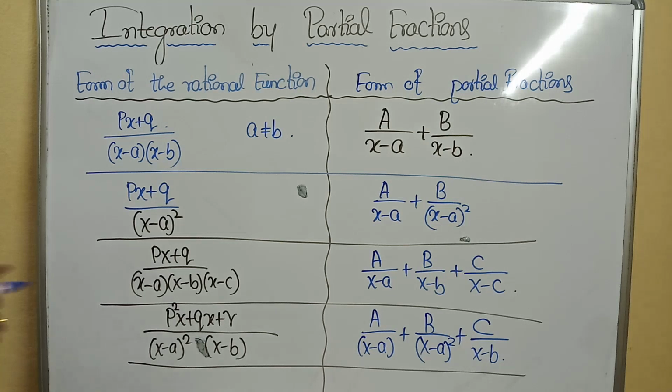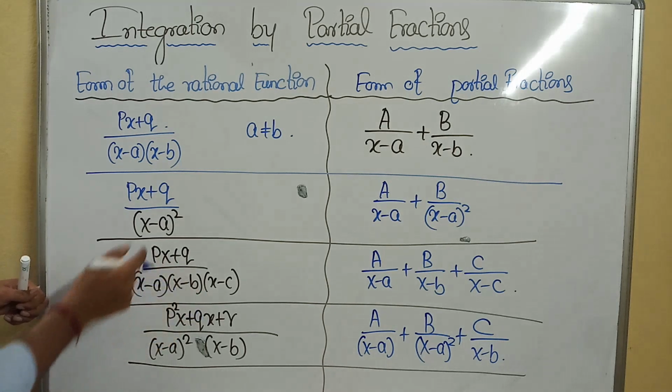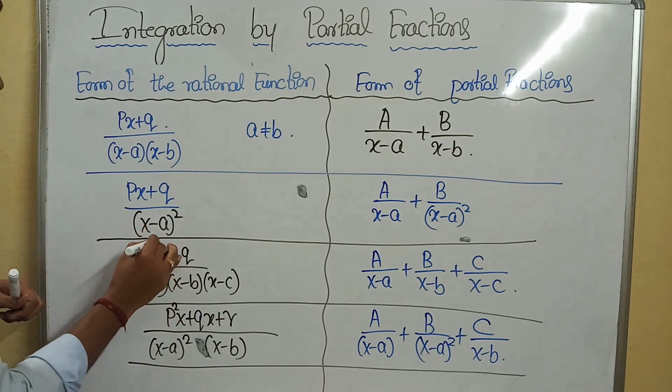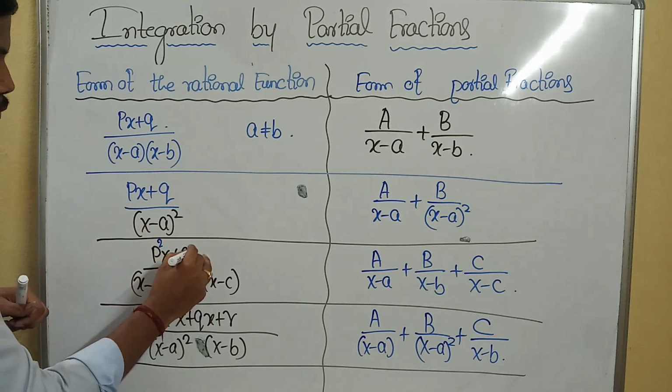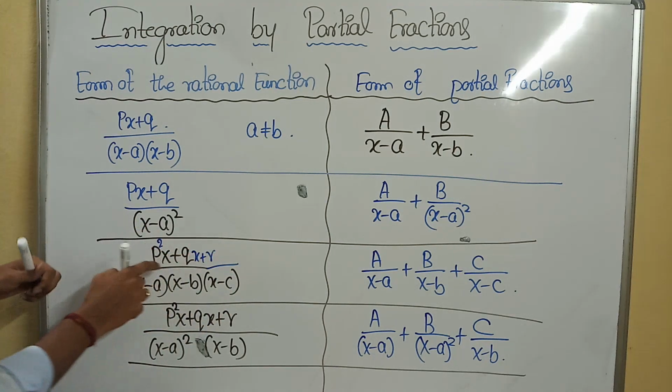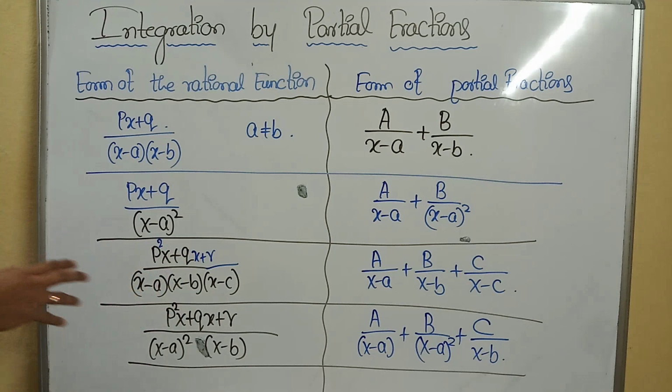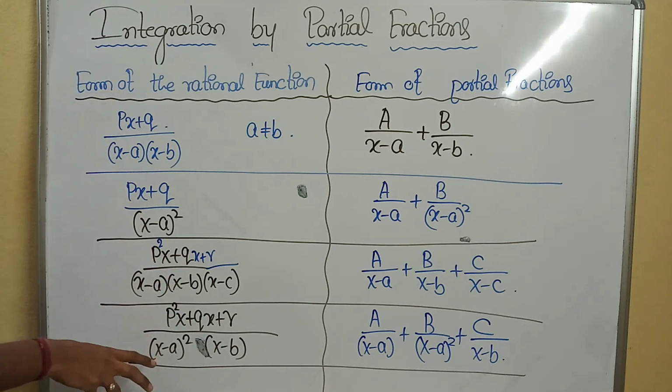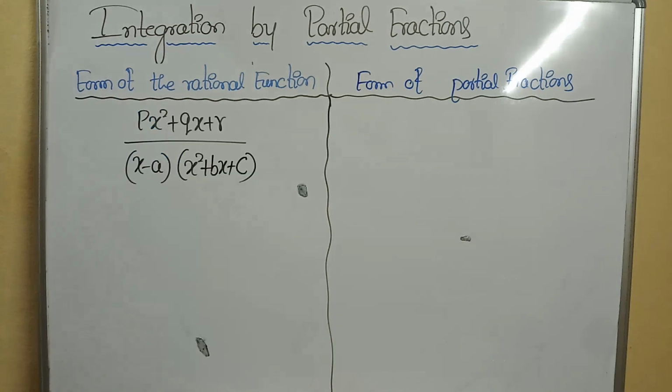Here also power 3 is there, power 1, you can make it power 2 also, px square plus qx plus r also. Then also it is a rational function, and these are all proper fractions. That is converted into partial fractions. Still one more is there, I'd like to explain.